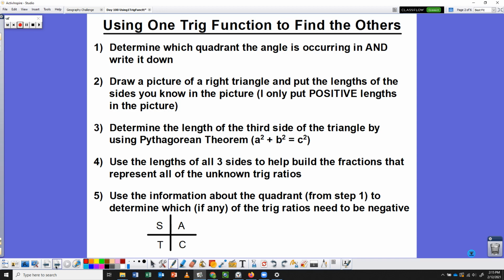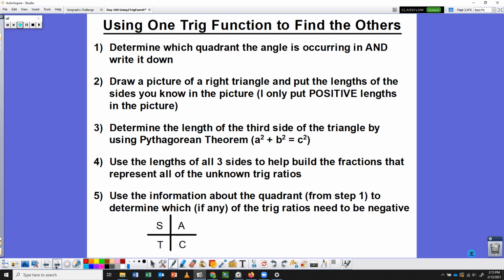And then fifth and final step, we're going to use the information about the quadrant that we're in, which we figured out in step 1, together with the chart All Students Take Calculus to determine which, if any, of the trig ratios need to be negated. So again, if you're in quadrant 1, all your trig functions are positive, but in quadrant 2 it's sine, in quadrant 3 it's tangent, in quadrant 4 it's cosine.